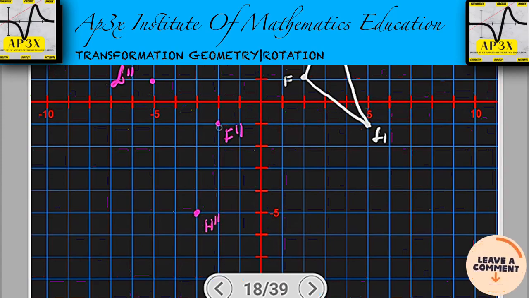And so when I connect these, you will find here that is my rotation of 180 degrees from the white triangle.